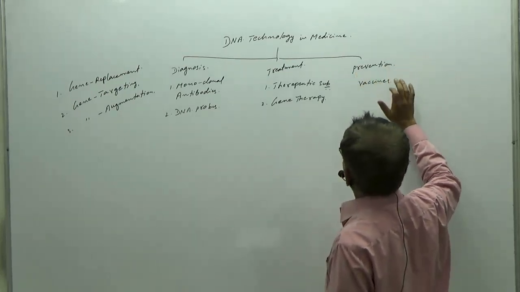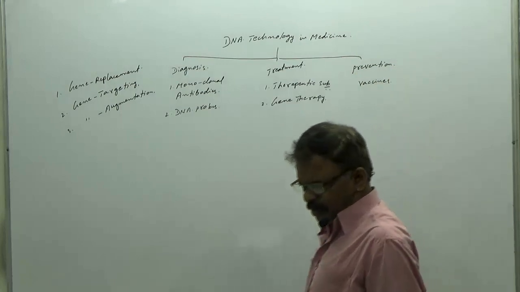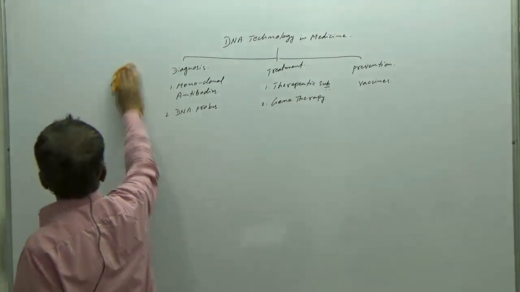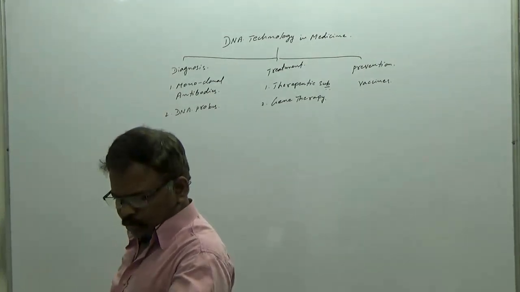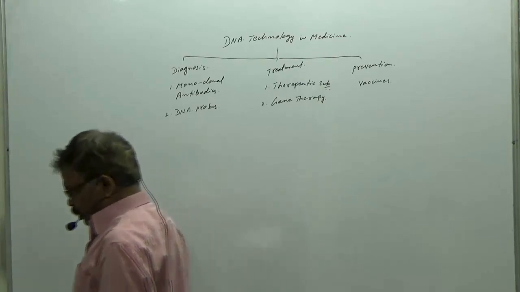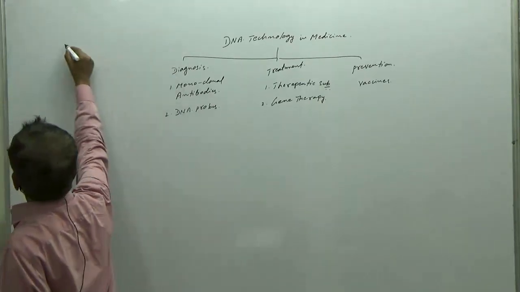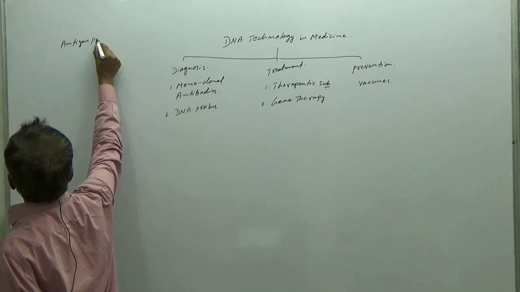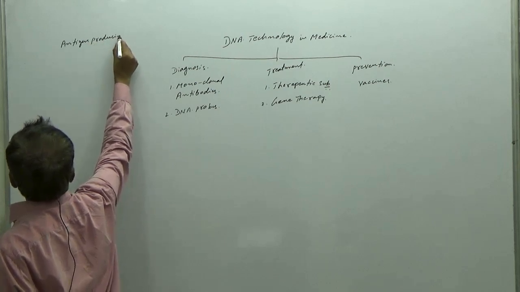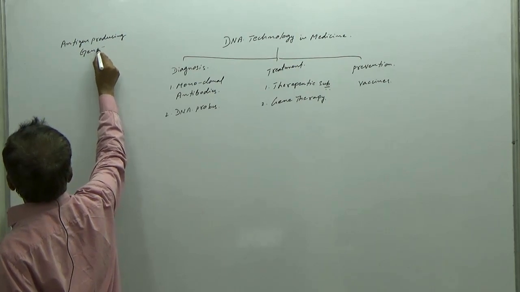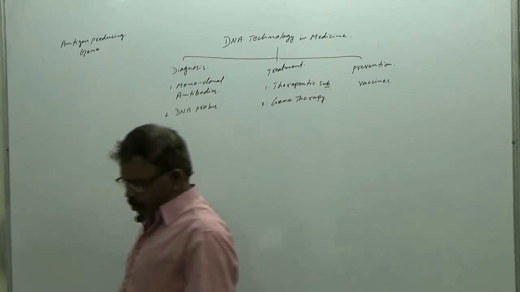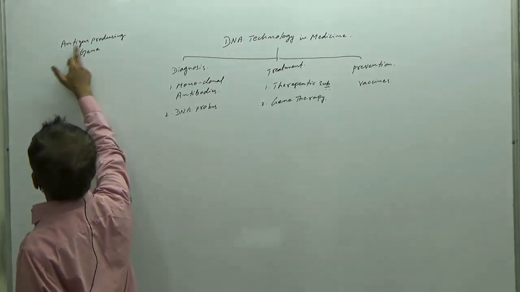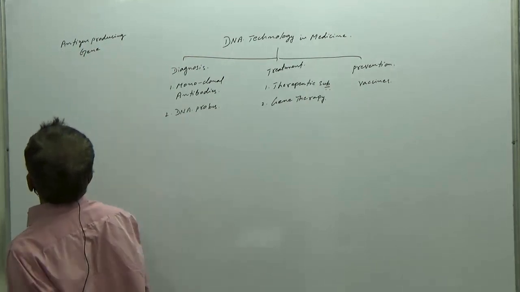Then prevention, vaccine. Very simple here. Vaccine production also. The majority of vaccines are antigens only. So for any disease, first they extract the antigen-producing gene. For example, say a hepatitis vaccine: they extract the hepatitis antigen-producing gene.